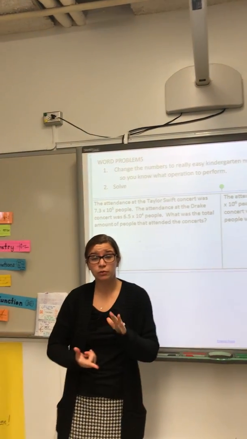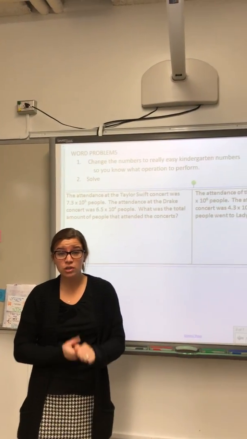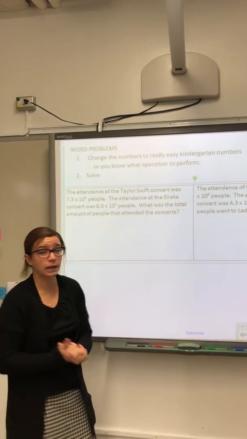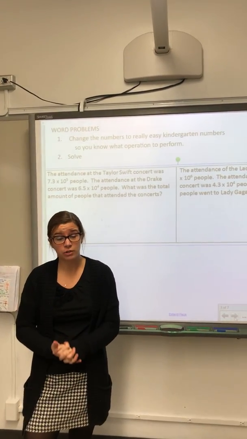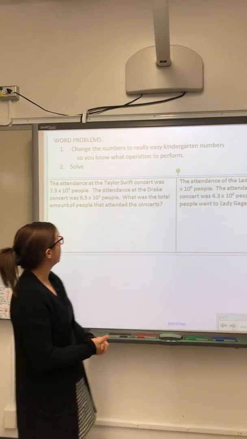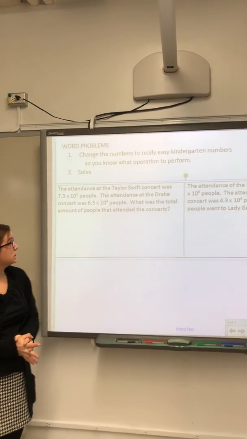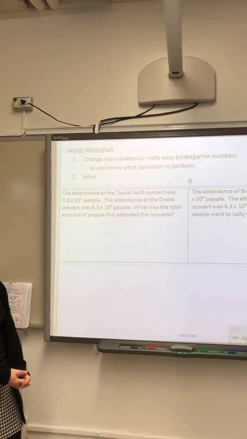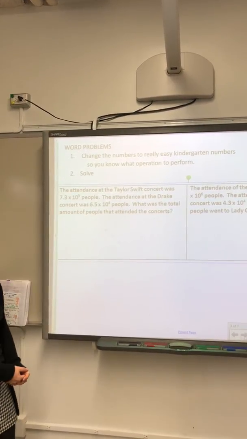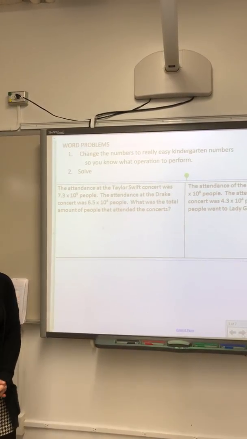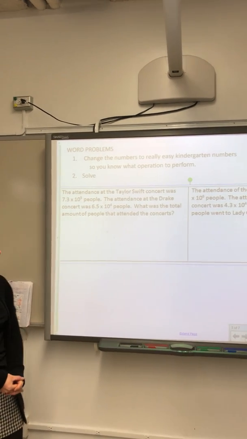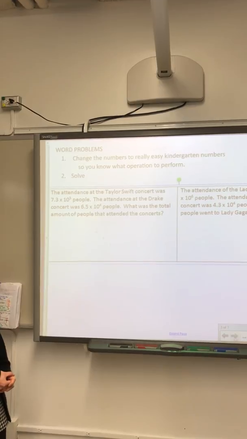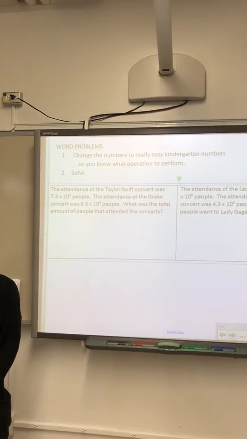Here's the strategy for word problems. Change the number first to kindergarten numbers. I know it sounds silly, but it helps you determine what operation you're going to use. So here's an example. The attendance at the Taylor Swift concert was 7.3 times 10 to the 5th people. The attendance at the Drake concert was 6.5 times 10 to the 4th people. What was the total amount of people that attended the concerts?